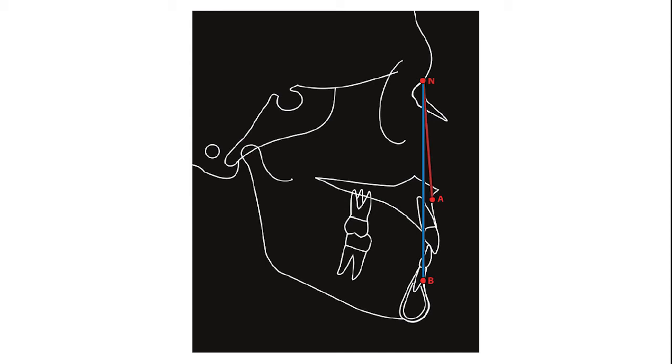Skeletal class 2 means that there is a relative maxillary prominence in the sagittal plane. In other words, in occlusion, the mandible is positioned further back in relation to the maxilla than in skeletal class 1. Skeletal class 3 means there is a relative mandibular prominence in the sagittal plane. In other words, in occlusion, the mandible is positioned further forward in relation to the maxilla than in skeletal class 1.